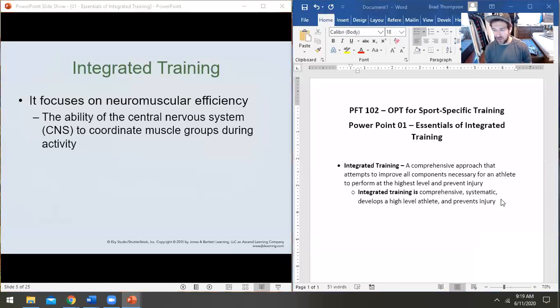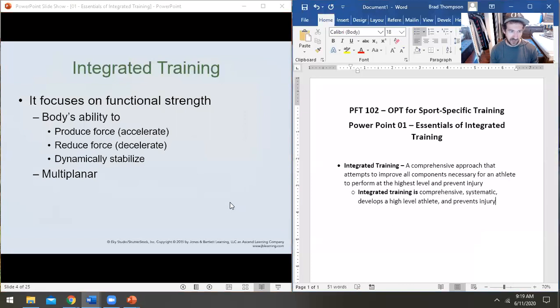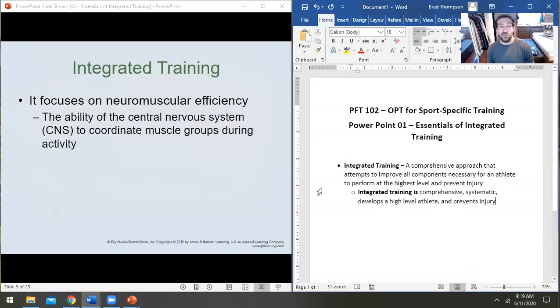And it's also going to focus on neuromuscular efficiency, right? Neuromuscular efficiency, one of our other key terms that we are going to see a lot throughout this course, is the ability of the nervous system to coordinate muscle groups during activity. Another way to put this, neuromuscular efficiency is recruiting the right muscle at the right time for the right amount of force in the right plane of motion. So it's using the correct muscles the way that you are supposed to use them for whatever you're trying to accomplish, versus moving in a way that's kind of compromised.